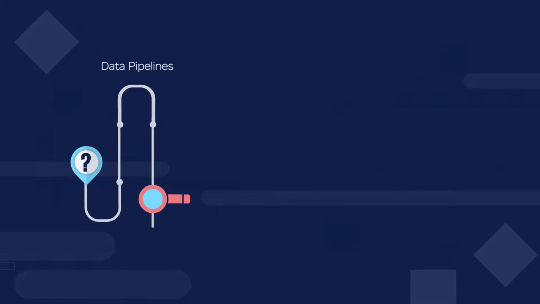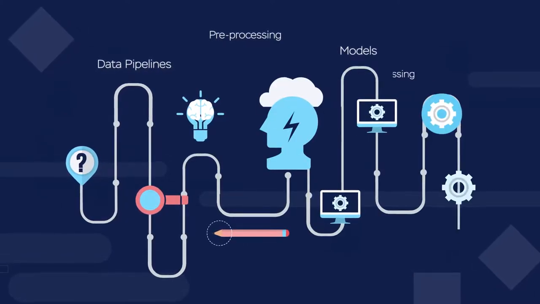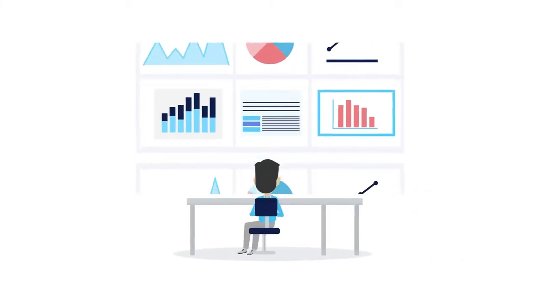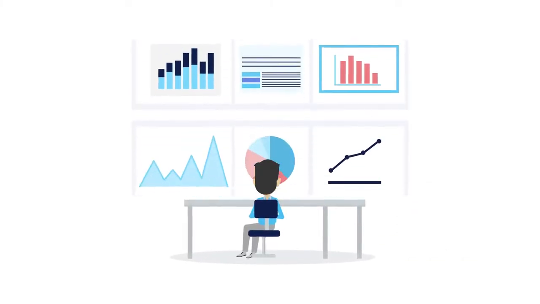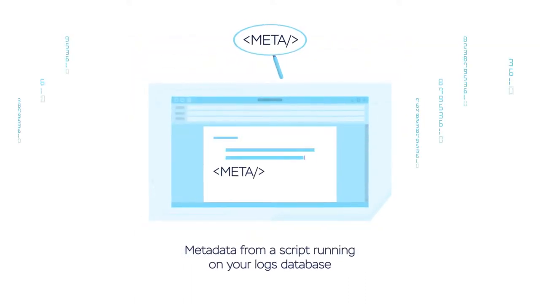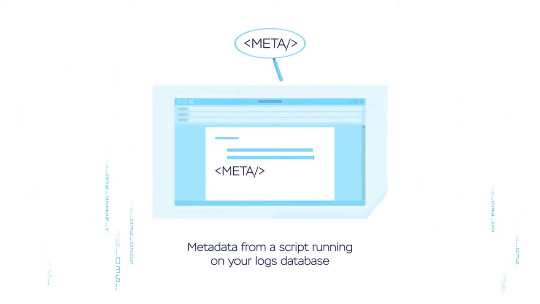With Mona, you can export any data field about any context from anywhere in your system and at any time. For example, you can export metrics from the server running your model, metadata from a script running on your logs database, and corresponding labels from a separate job, even weeks later.